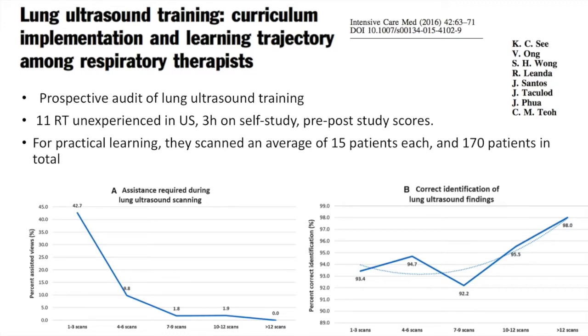On the left side, you can see that after 12 scans, here, the trainee was competent to perform lung ultrasound. Even after 5 scans, only 10% of respiratory therapists still required practical support. In terms of image interpretation, here on the right, after the self-study, respiratory therapists could properly identify the findings in 93% of cases. After 12 scans, more than 98% of respiratory therapists could interpret properly.